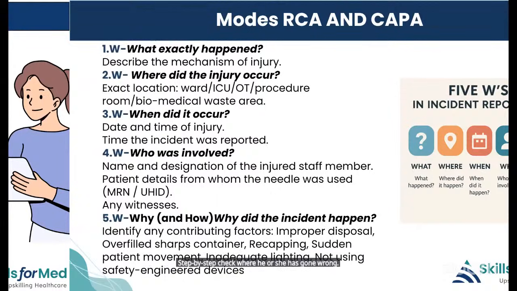So second is, where did the injury occur? The location can matter: our hospitals are divided into high risk areas and low risk areas. So the location is very important, whether the incident happened in a high risk area where the procedures were more, or in a low risk area where the procedures were less.